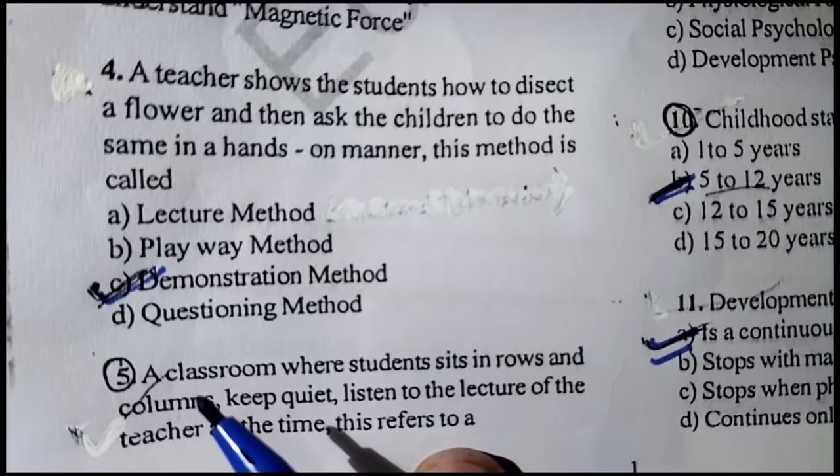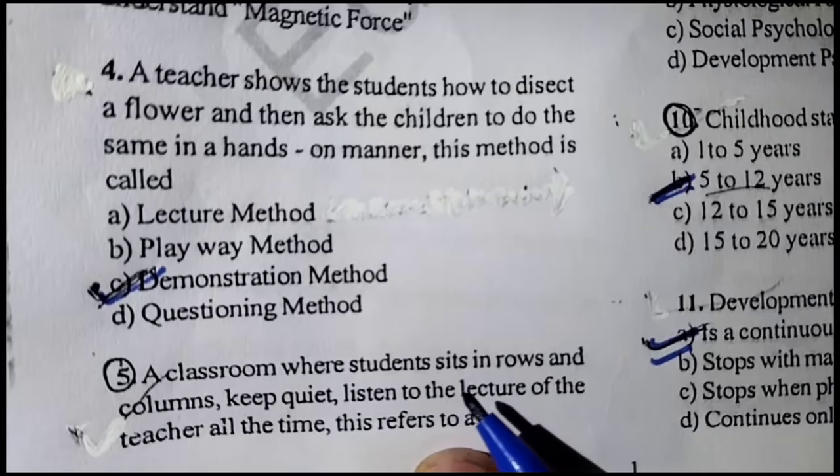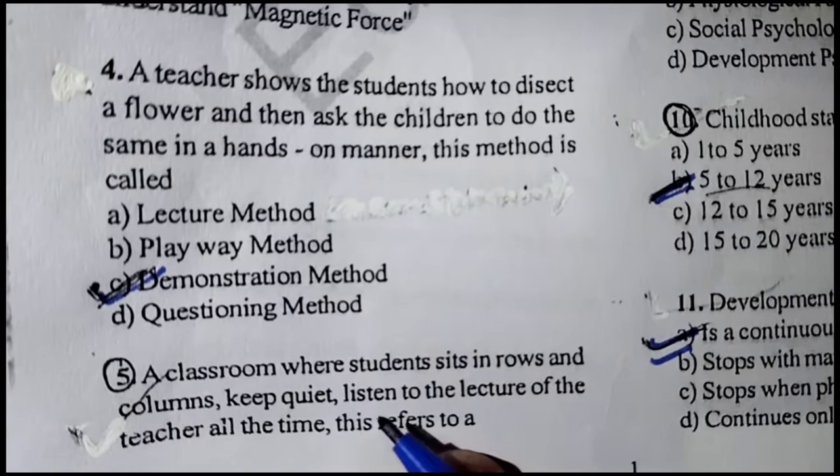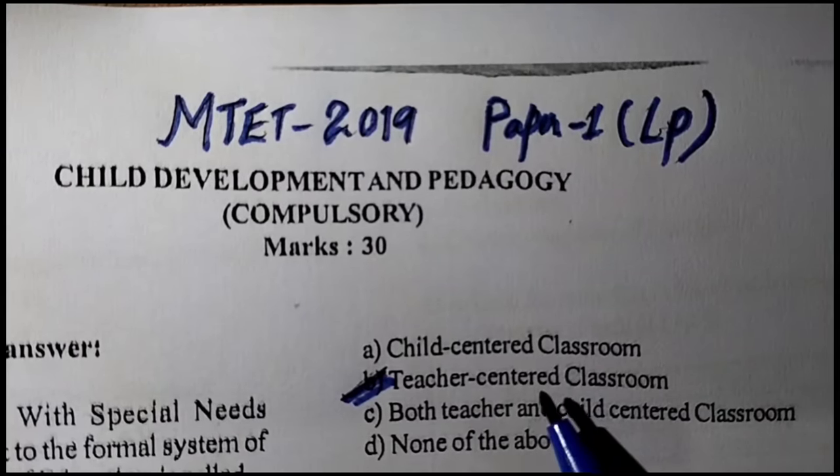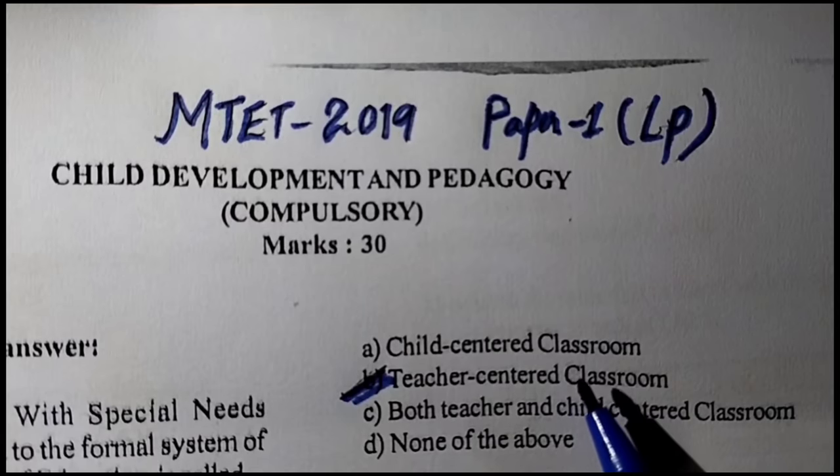Question 5, a classroom where students sit in rows and columns, keep quiet, listening to the lecture of the teacher all the time. This refers to a teacher centered classroom.